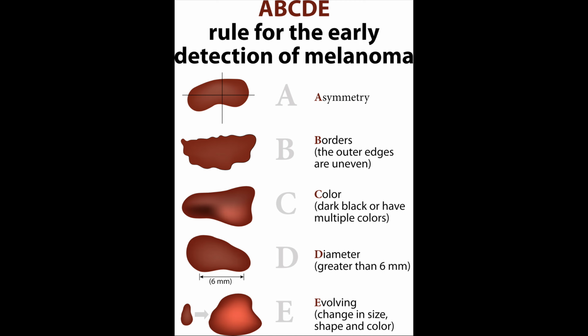D is for diameter. Larger than a pencil eraser, although I have read that doctors are finding skin cancers of smaller sizes. And then E is evolving. The mole or skin lesion is changing. I have also read the acronym E as elevation, meaning that the mole is lifted up off the skin.